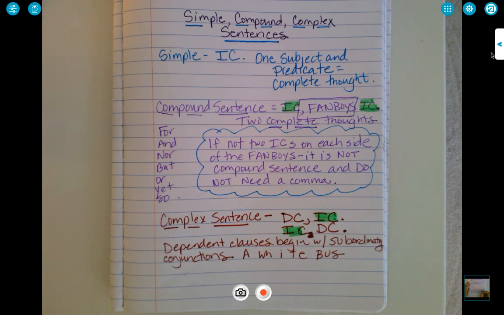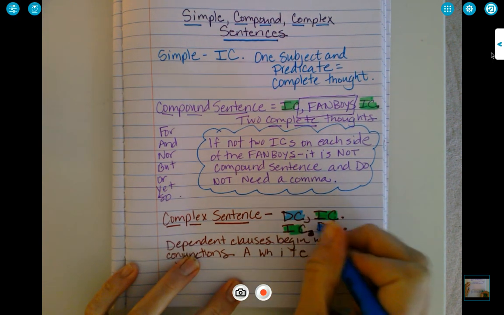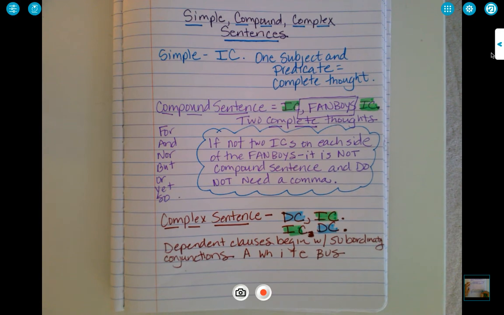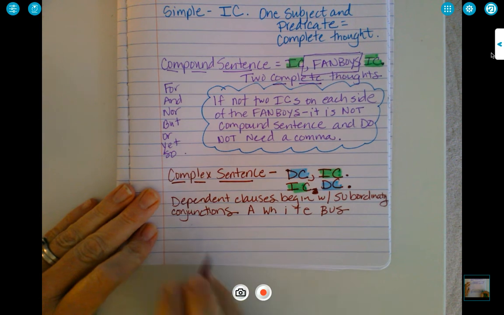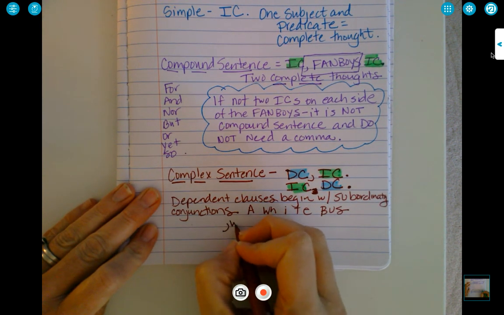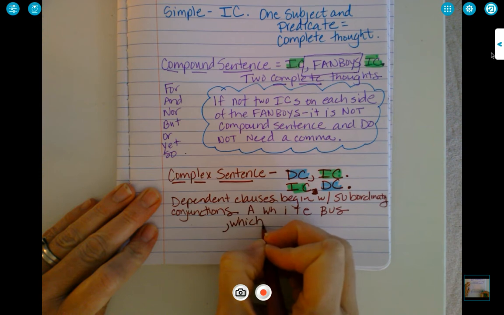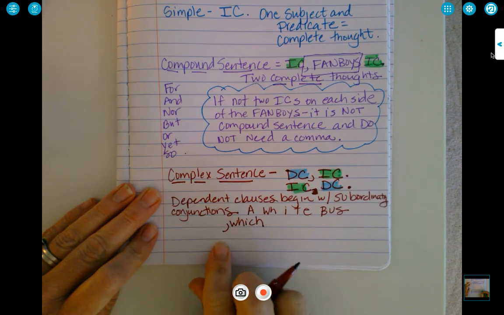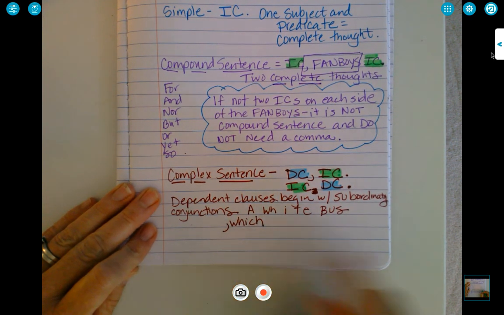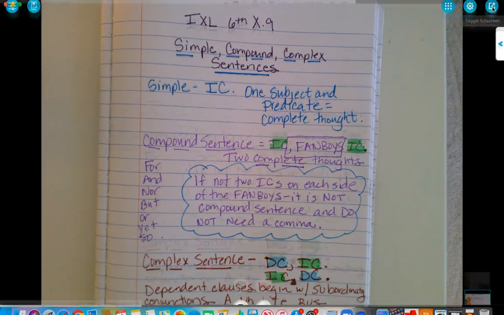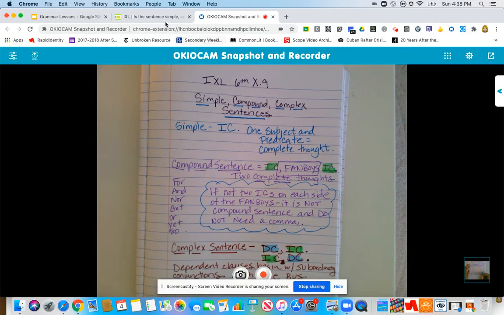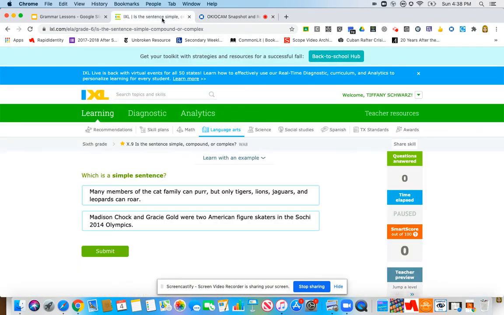or an IC, DC. And now remember, there is another type of complex sentence that is made with a relative clause. And that is when the comma which comes at the end of the sentence. And you always use a comma with which. Okay? So now after you've finished writing those notes, I want you to use them to do IXL 6th grade X9. So we're going to go to IXL 6th grade X9.